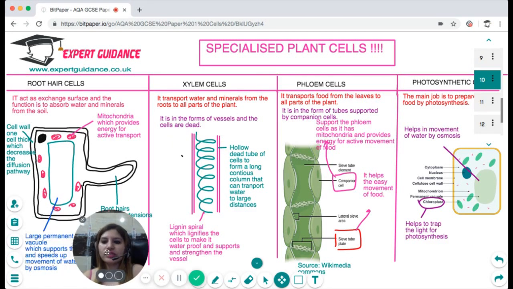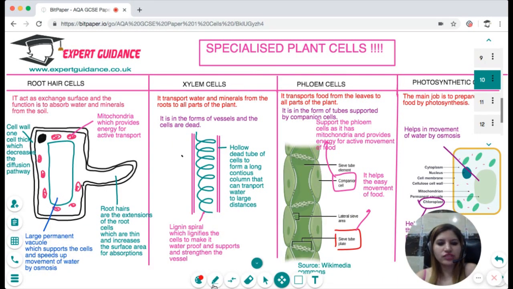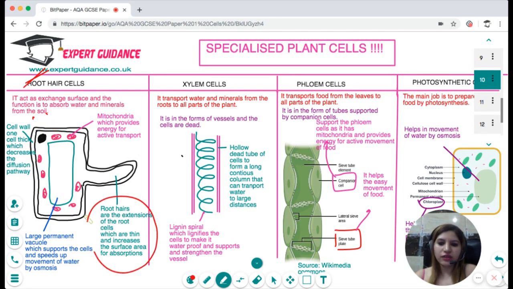Again, these are those cells which have some extra features that allow them to perform special functions. Again, to write about these, you should first know their function. So the root hair cell is a cell which acts as an exchange surface and absorbs water and minerals. For the absorption of water and minerals, it needs a large surface area. So the root hairs are the extensions which provide a large surface area for the absorption of water and minerals. Then it has a large permanent vacuole which supports the cell and speeds the movement of water by osmosis.